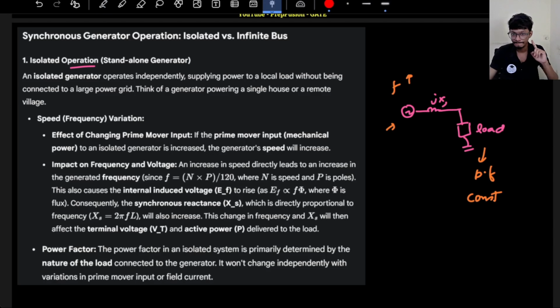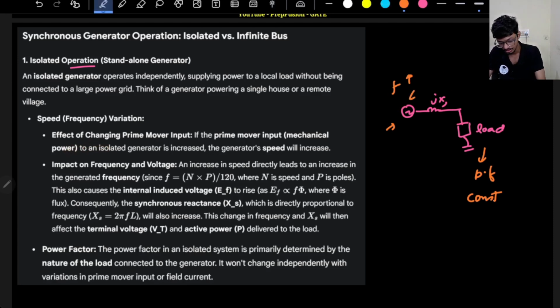So in case of a normal infinite bus, frequency has to be constant. But here, if I change the speed, the frequency will change. One more thing: if I'm changing the prime mover input, I'm giving the generator more power input. So what will happen? Load can take a constant amount of power. It can only take a constant amount of power.